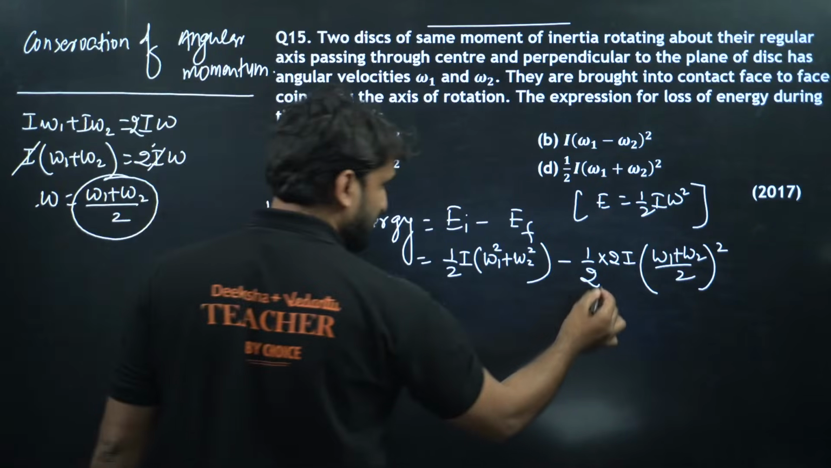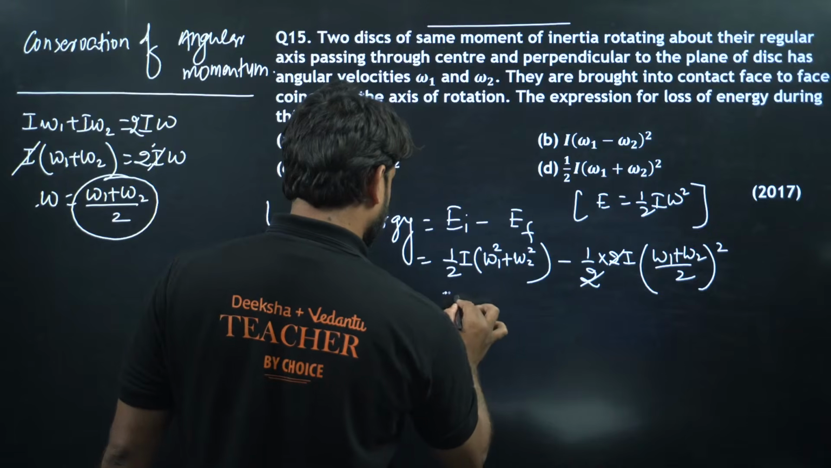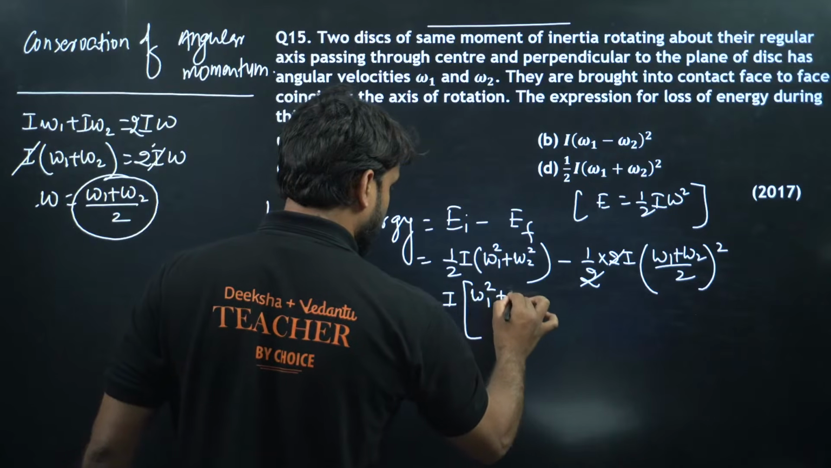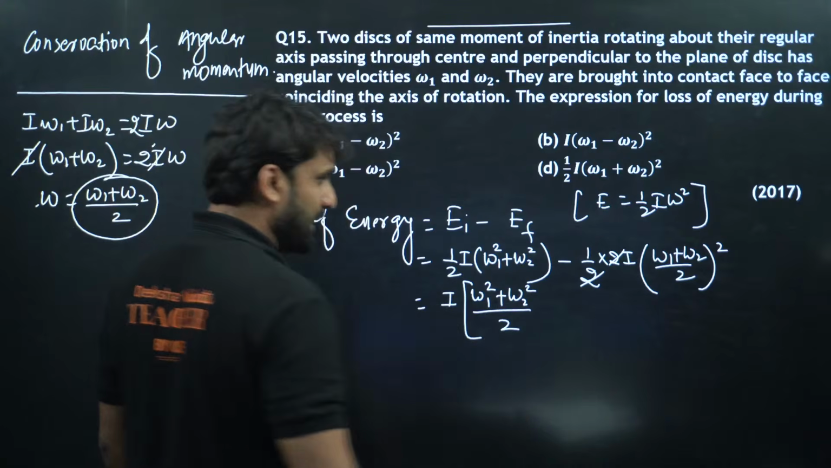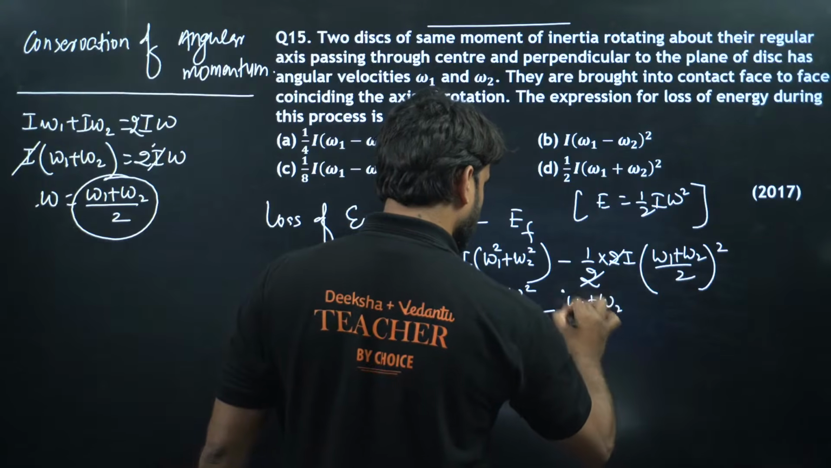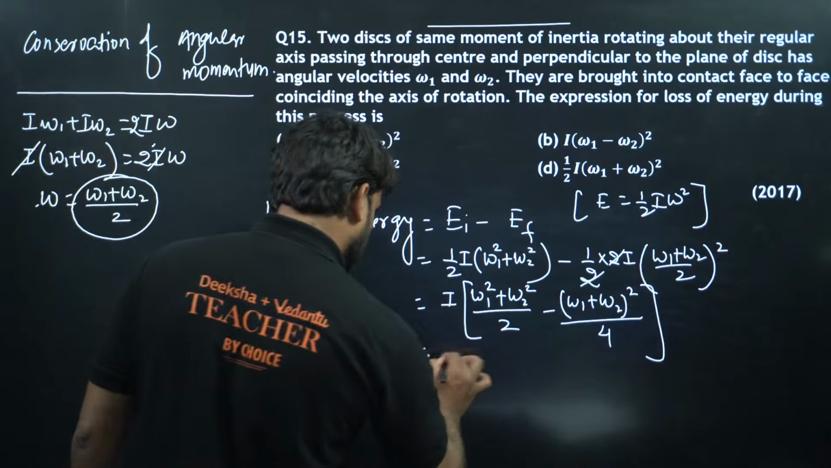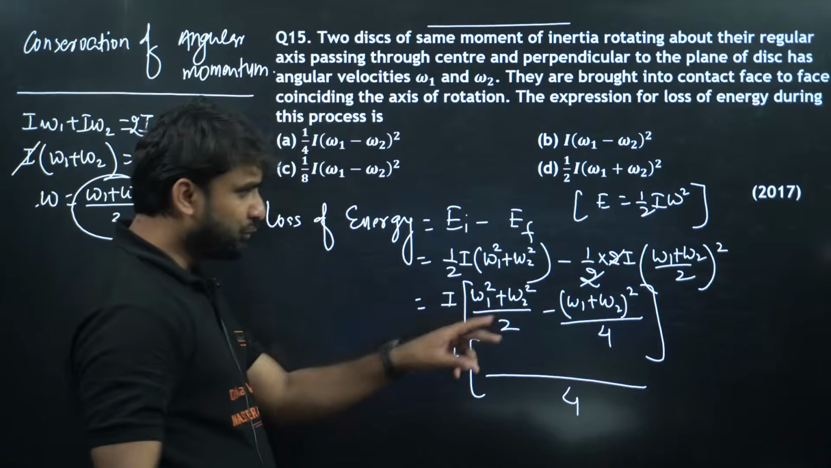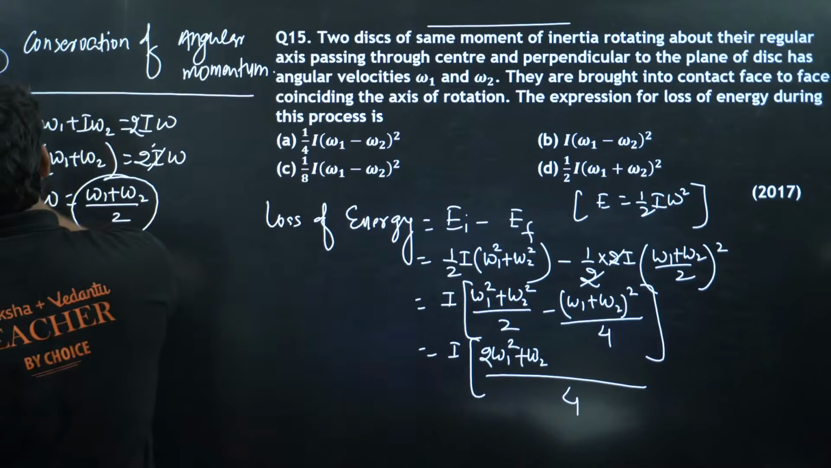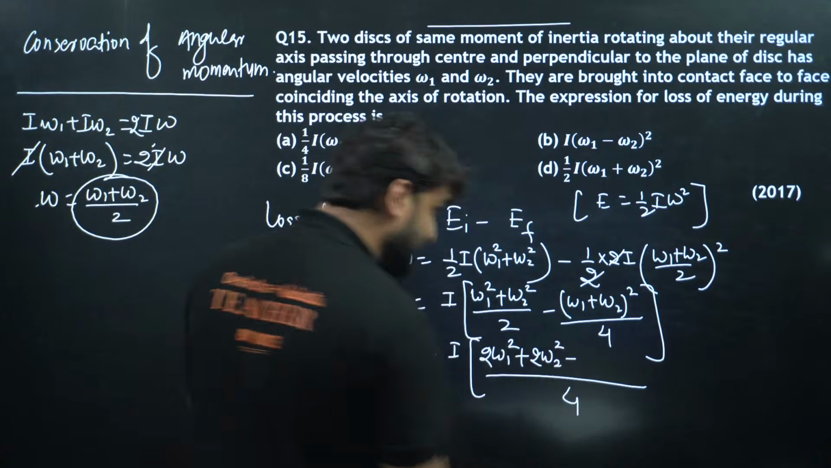Okay, just solve this. So 2 will cancel here, and we can take I common. This is (omega 1 square plus omega 2 square) divided by 2, and minus (omega 1 plus omega 2) whole square divided by 2 square, which will be 4. Now can we take LCM? LCM will be 4. So this will be 2 omega 1 square plus 2 omega 2 square, and this is (omega 1 plus omega 2) whole square, A plus B whole square.